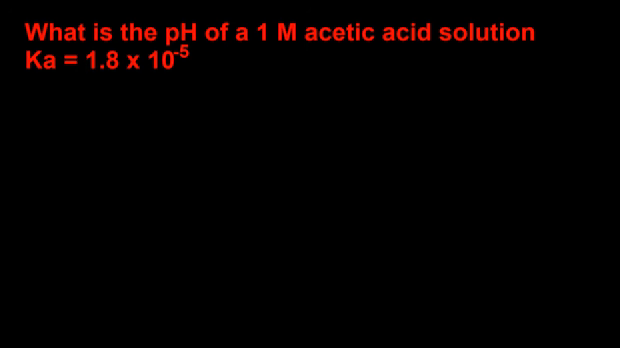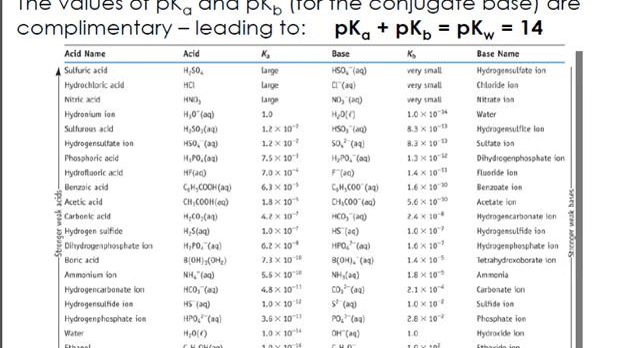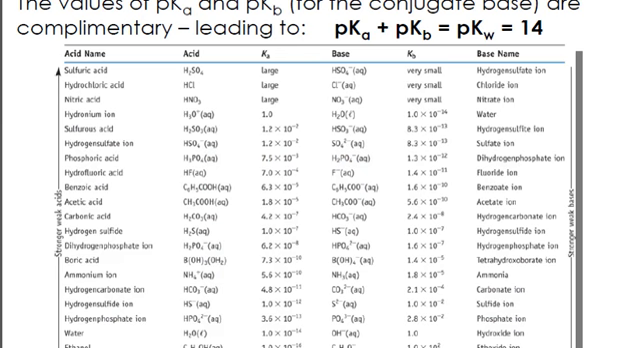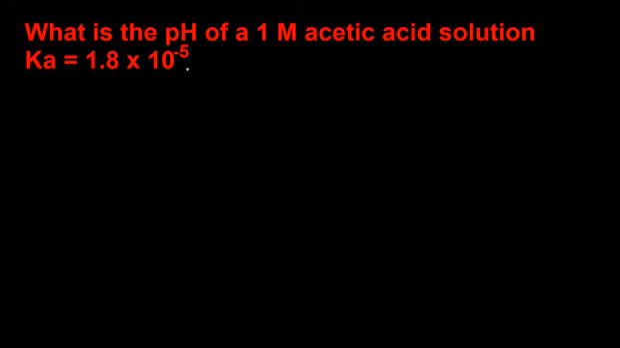Okay, so let's say you have a 1 molar acetic acid solution, and the Ka for acetic acid is 1.8 times 10 to the negative 5. So we already know that. And now how do we find the pH? How do we even begin to do that?